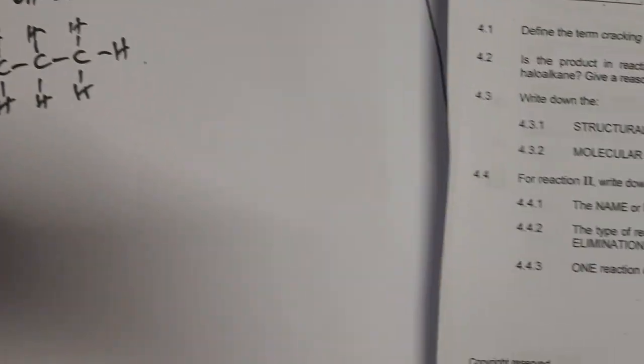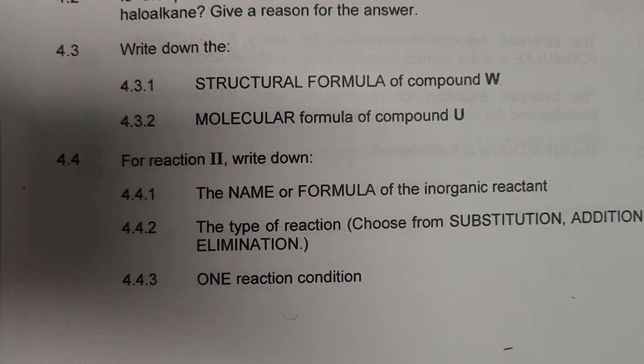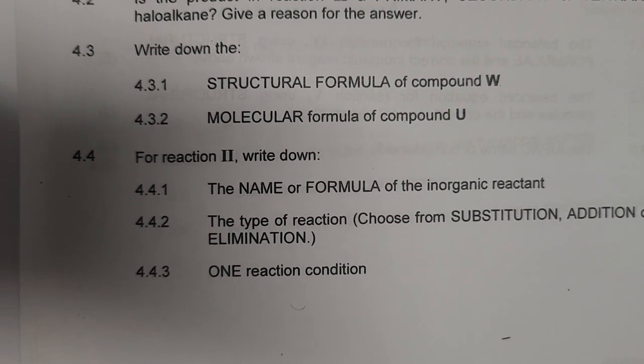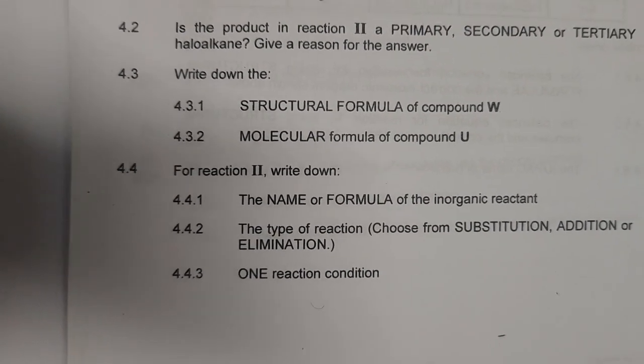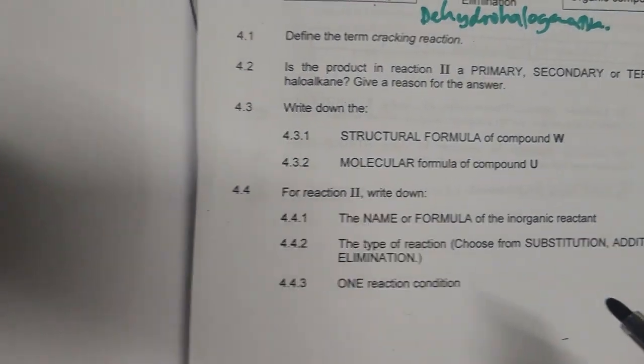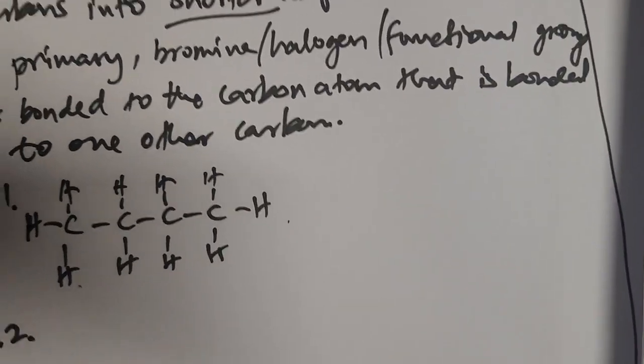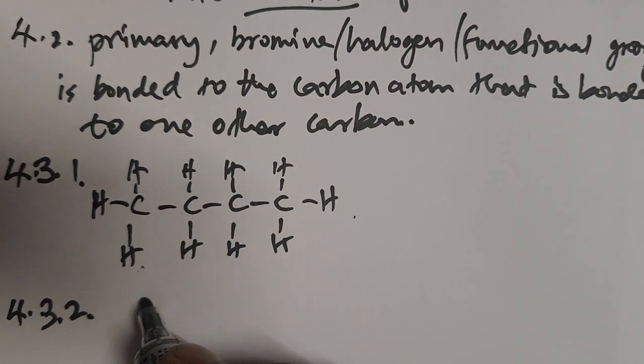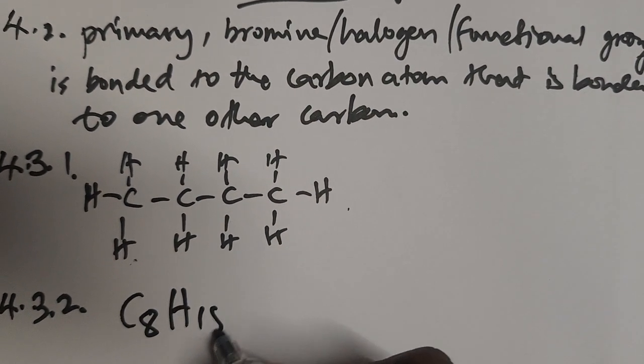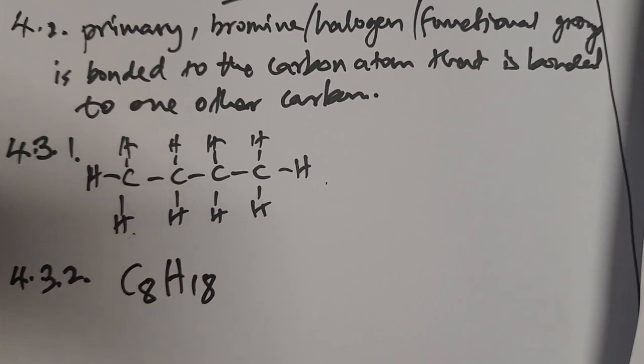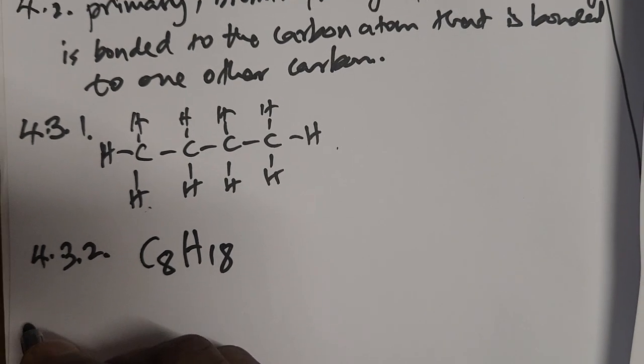4.3.2. We move on. They say write down the molecular formula of U. Remember, there's a butane and butane. Therefore, U must have C8. So it's an alkane, so it should be C8H18, your typical octane. Fine.